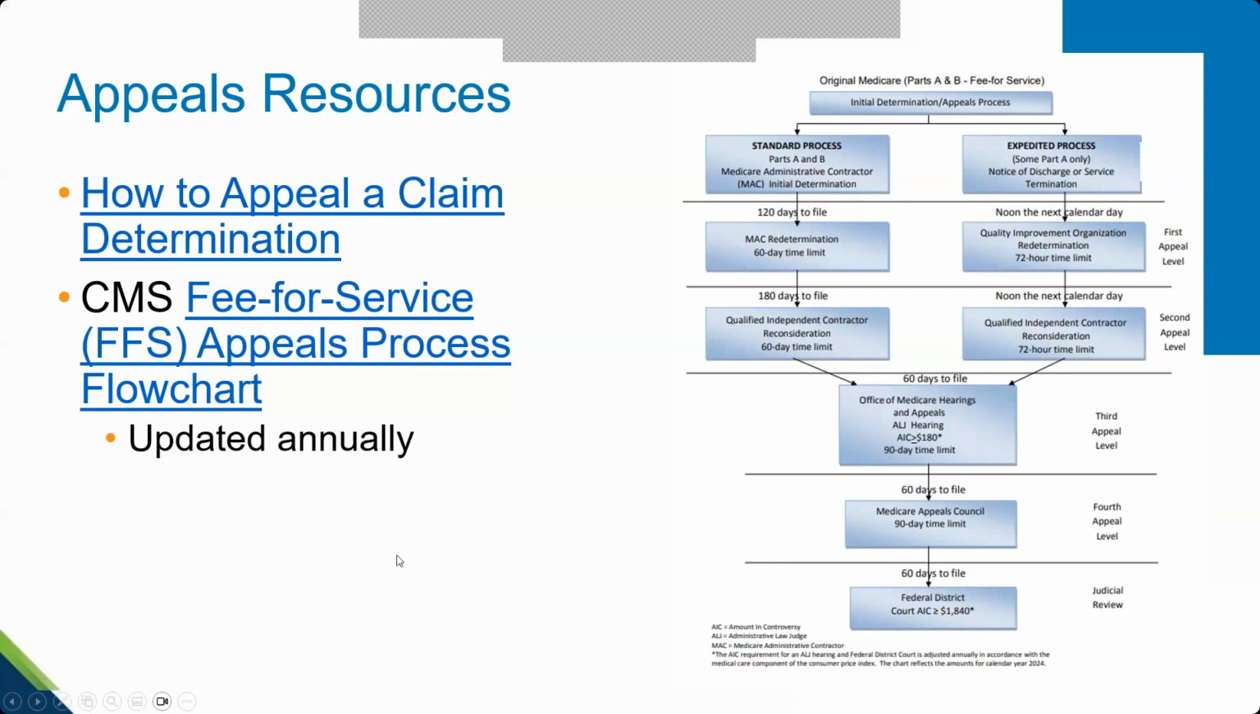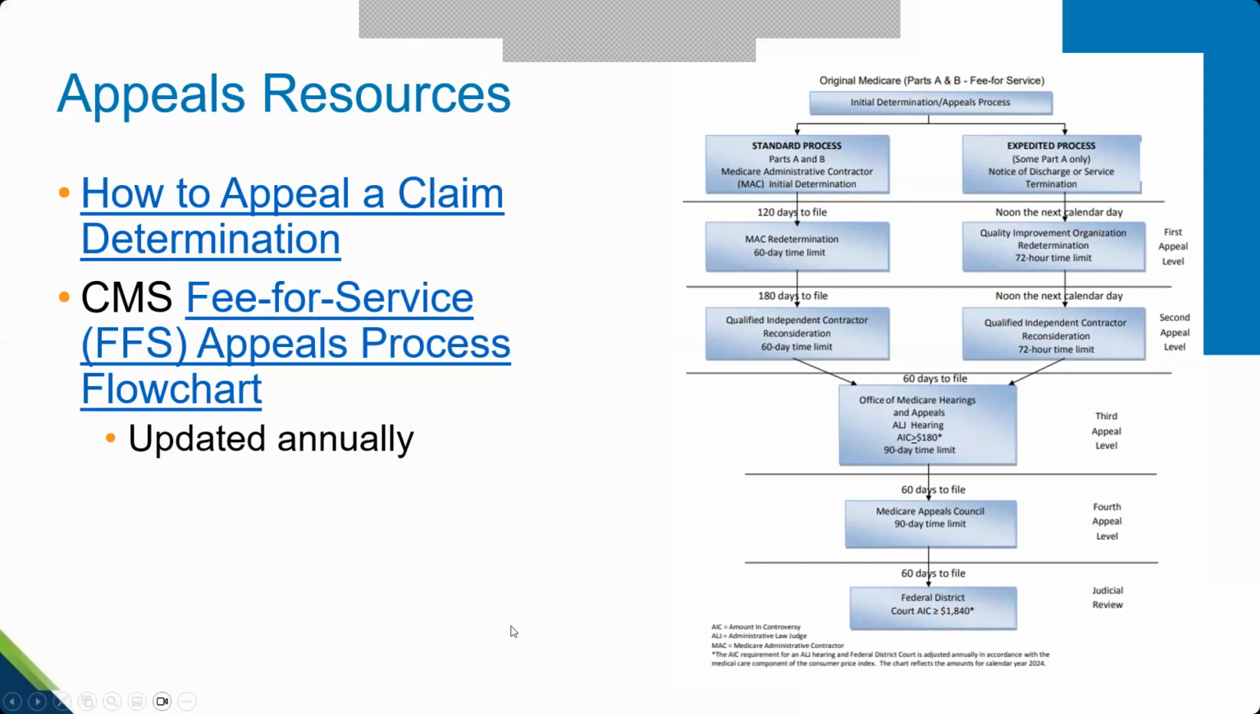Now, in addition to that resource I just talked about, how to appeal a claim determination, there's another resource I want to share with you, and I do it frequently because it's one of my favorite resources that I refer to, and it is the appeals process flowchart. It includes both the standard and expedited processes for appeals. You see it there on that slide, the right-hand side. The standard process, which you see on the left, is for Parts A and B, and the expedited process applies for some, not all, Part A only appeals.